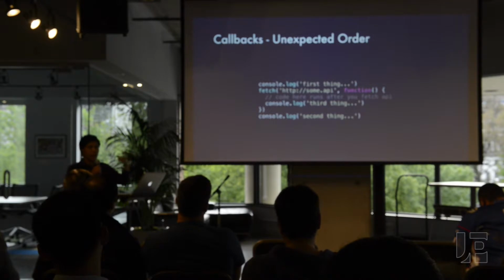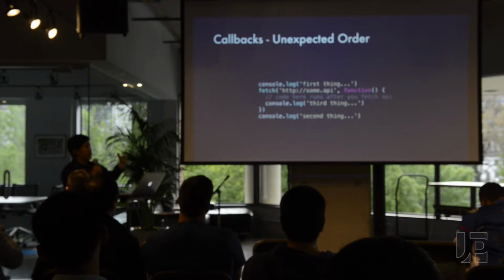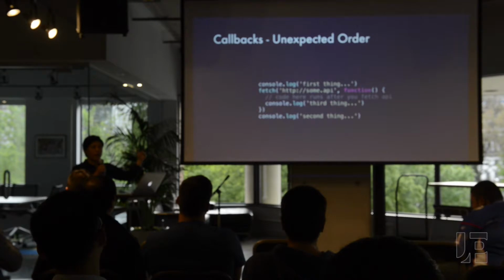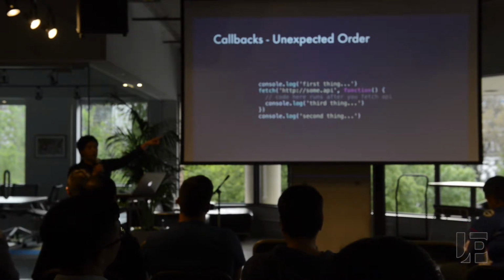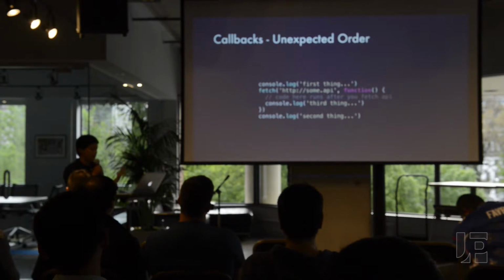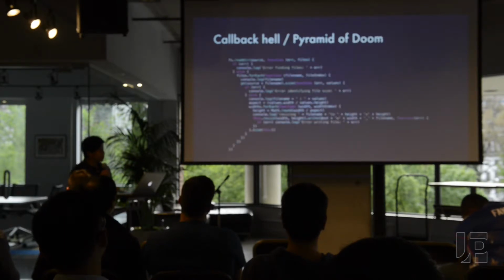When we write code, it's natural for us to think about it running from top to bottom, one line at a time. But because of the way callbacks work, your code runs in this weird out of order fashion. You see the third console log, that doesn't happen until maybe a minute later, which can be kind of confusing if you're new to JavaScript or you're new to languages that use functions in this way.